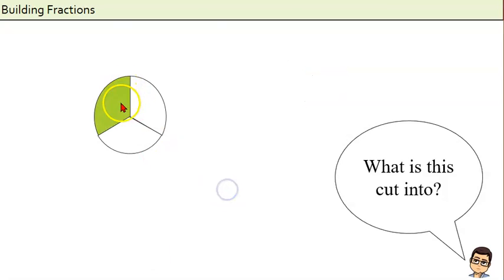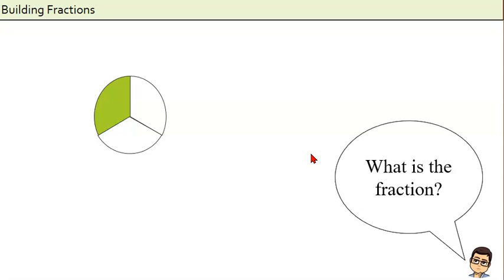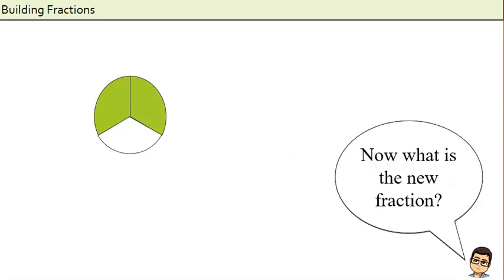Now, if I shade this one right here, what is this fraction? Well, this fraction is 1/3. Okay, what happens if I shade this piece right here? Now, what is my new fraction? My new fraction is going to be 2/3 because I have 2 shaded and 3 total. That's how we can build these fractions.